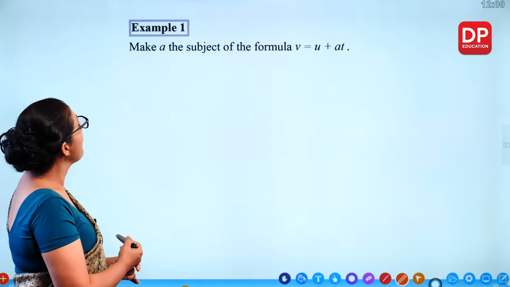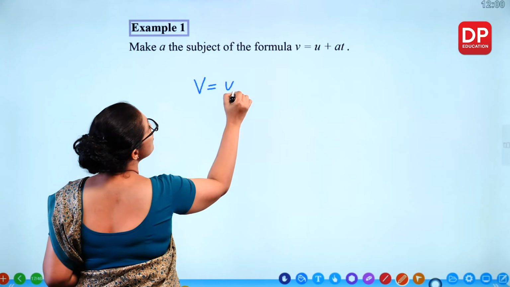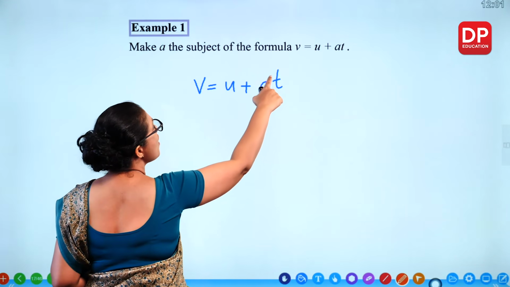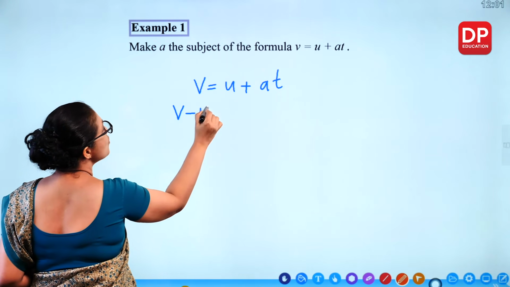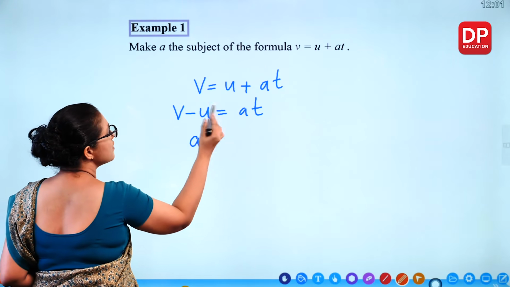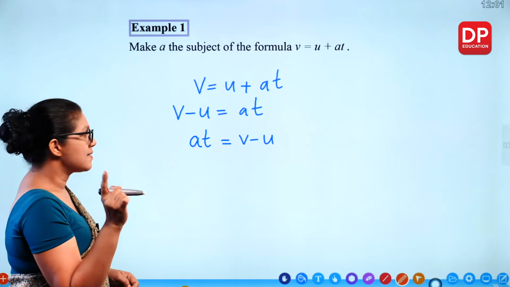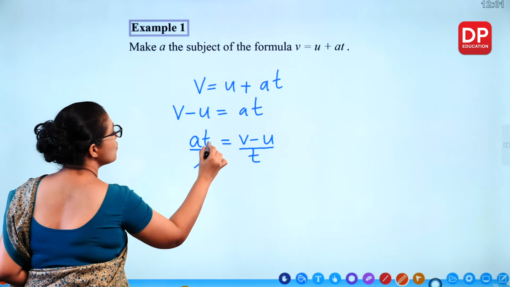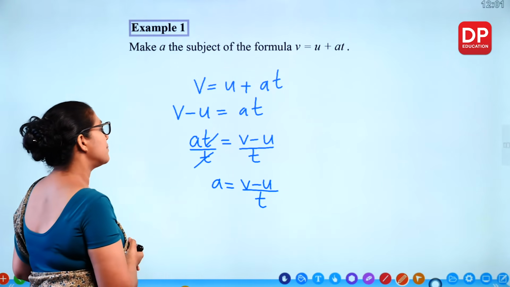Example number 1. Make A the subject of the formula. V equals U plus AT. Make A the subject means you have to keep this and take U to the other side. So V minus U equals AT. Now I can rewrite this the other way around. AT equals V minus U. Now you need A as the subject, so divide both sides by T. So you get A equals V minus U over T.